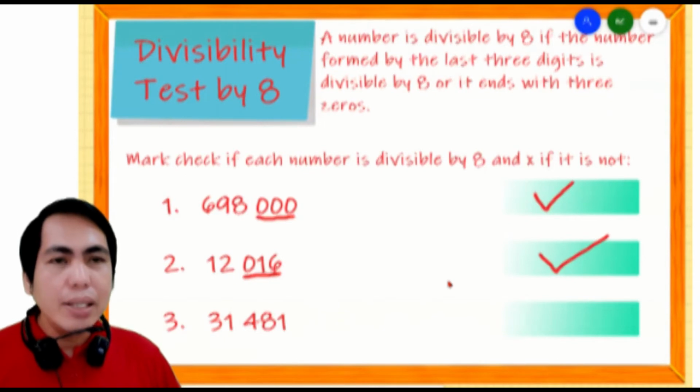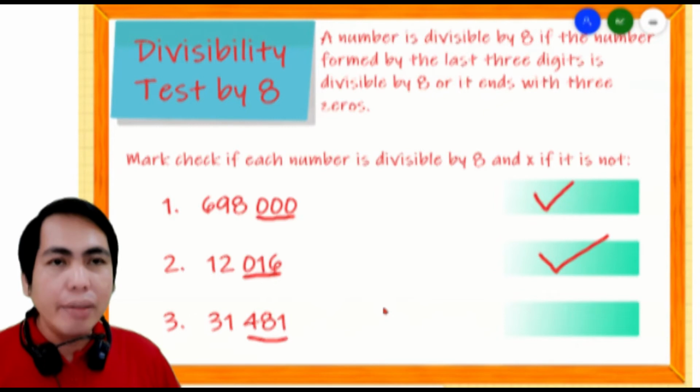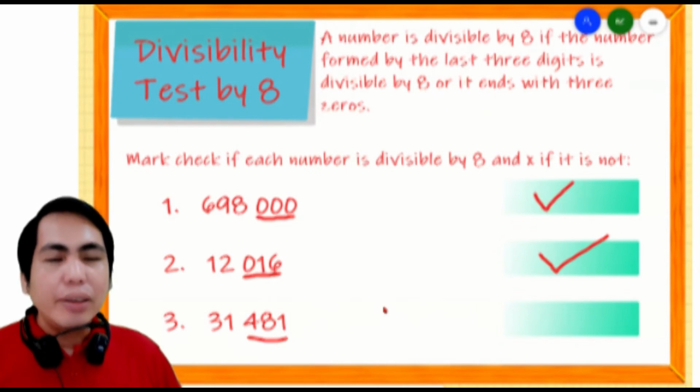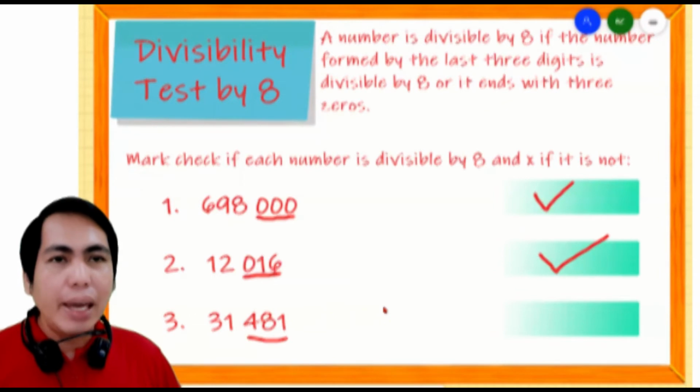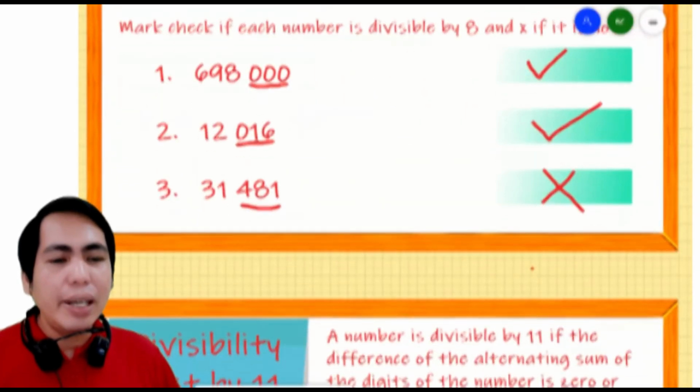Now let's have the last number, 31,481. The last three digits are 4, 8, and 1 to form a number 481. 481, when we divide it by 8, will give us a quotient of 60, but with a remainder of 1. So therefore, 31,481 is not divisible by 8. So this is an X. Now let's proceed to the next number.